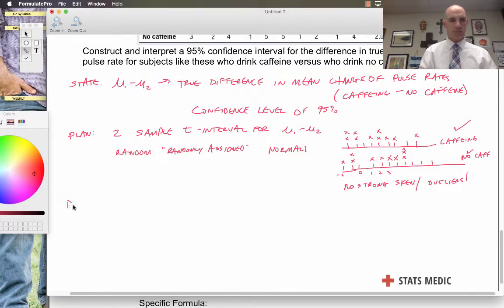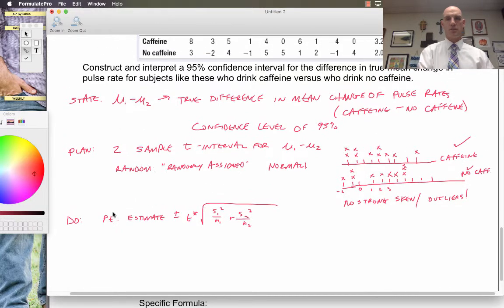Let's construct this interval. So that would be point estimate plus or minus t star times our standard deviation, which is the square root of s sub 1 squared over n1 plus s sub 2 squared over n2. So what's our difference in our mean? We have caffeine minus no caffeine, which would be 3.2 minus 2.0, plus or minus t star. Where do we get it? Well, our degrees of freedom would be 9 in this case. So when we go to that table, we have 2.26 as our t star value.